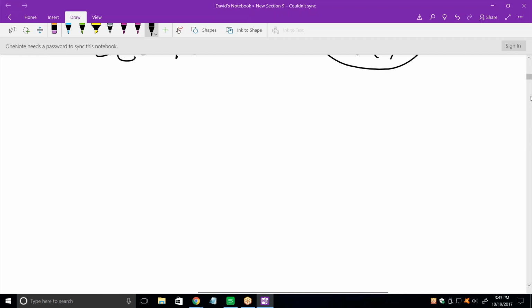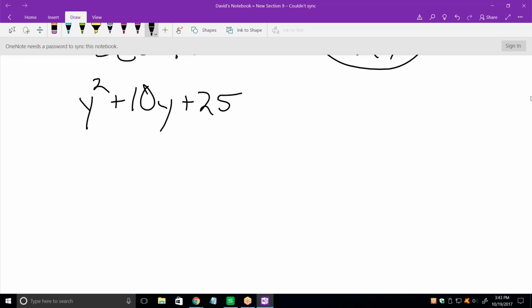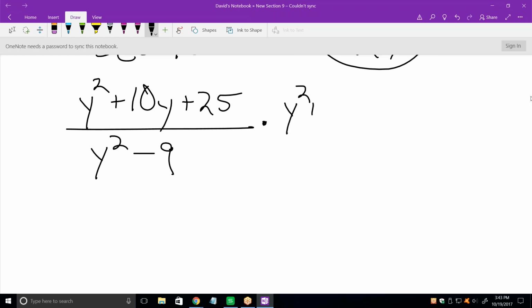Okay, what else you got? Y squared plus 10y plus 25 over y squared minus 9, and then multiplied by y squared plus 3y over y plus 5. Another problem where we're going to get to use every type of factoring.